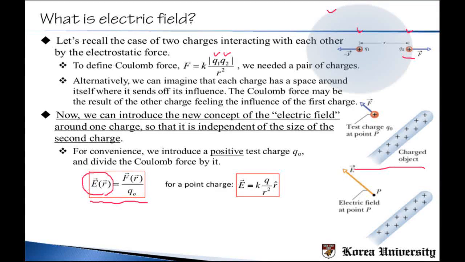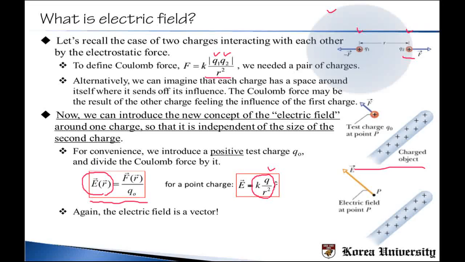If you do this, since we have divided by the test charge, the size of the electric field becomes K multiplied by Q divided by R squared. Please compare this equation with the equation of the Coulomb force. Inside the Coulomb force, there are two charges, Q1 and Q2. But in electric field, we have only one charge. This is the charge around which we want to know the electric field.